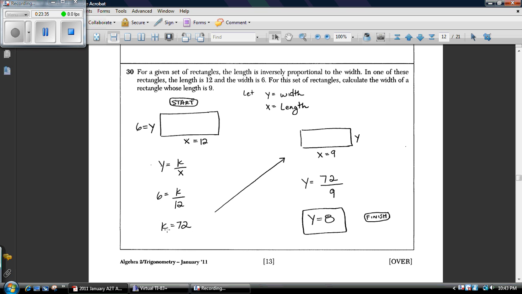Because once you know k, you can solve the second scenario where you only know one of the sides. It's got to fit into this formula, but you know k and you know one of the sides, so 72 divided by 9 is 8, and that's the other side.